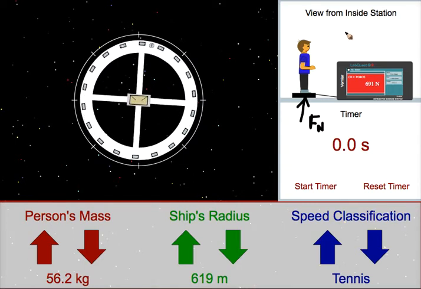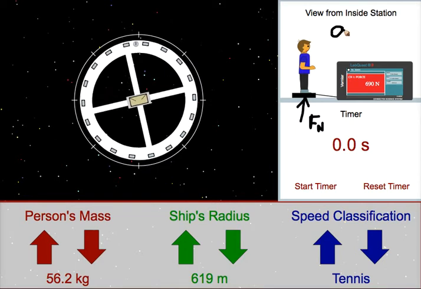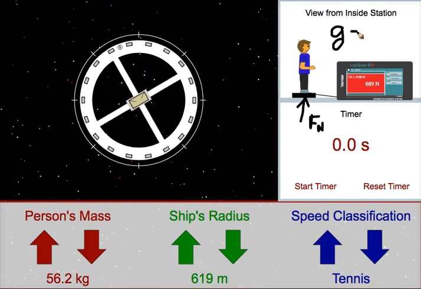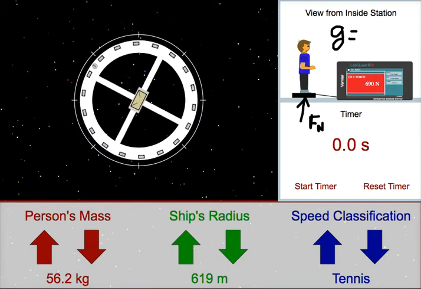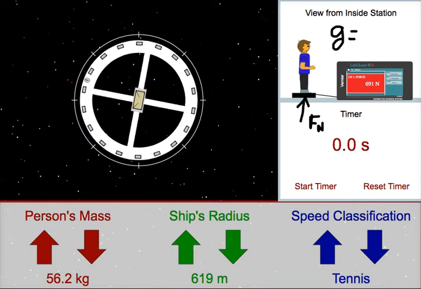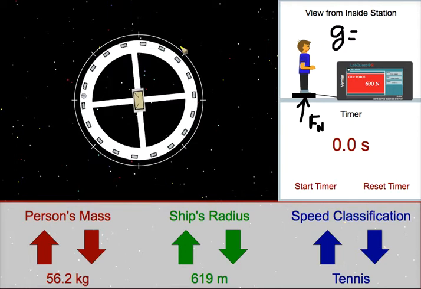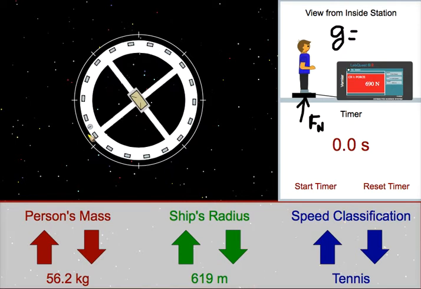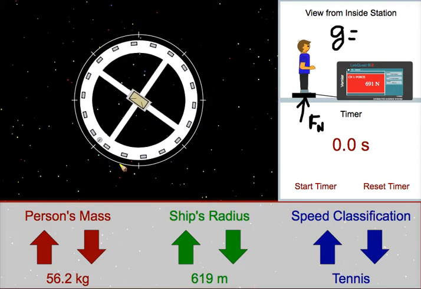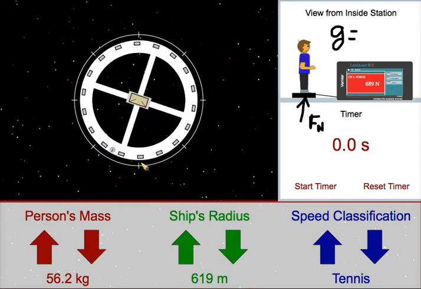The only real difference will be that we can adjust the value of the apparent gravitational field that is causing this normal force. Now realize this normal force is not really caused by a gravitational field, but it's caused instead by the floor of the space station pushing the person into the circular motion that they are experiencing.